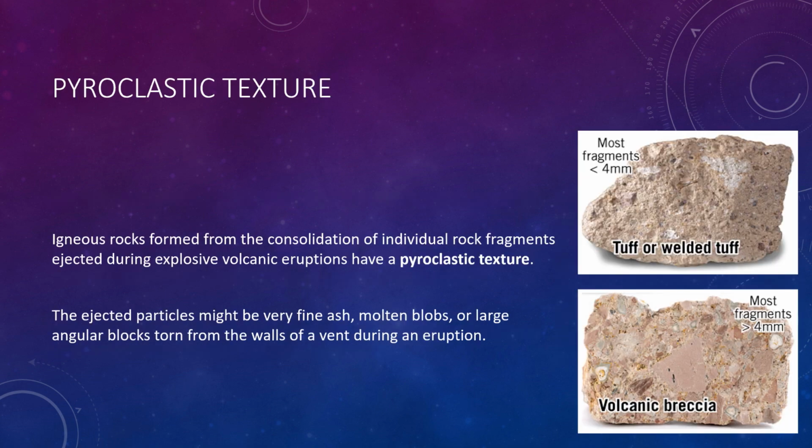Another group of igneous rocks is formed from the consolidation of individual rock fragments ejected during explosive volcanic eruptions. The ejected particles might be very fine ash, molten blobs, or large angular blocks torn from the walls of a vent during an eruption. Igneous rocks composed of these rock fragments are said to have a pyroclastic texture or fragmental texture. A common type of pyroclastic rock, called welded tuff, is composed of fine fragments of glass that remained hot enough to eventually fuse together.